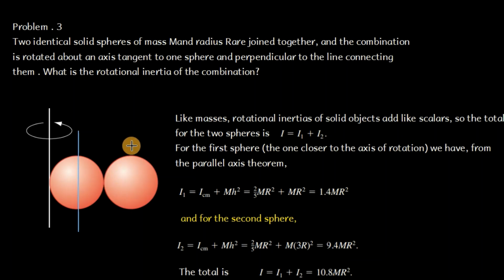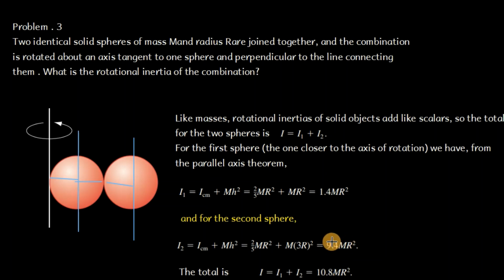Now the rotational inertia of this sphere: I2 equals ICM plus mh square. ICM is the rotational inertia of the sphere, 2 over 5 mr square, and this distance is r, this is another r, and this is another r. This means this center of mass axis is 3r distance away from this point. So this is our h, h equals 3r. So 2 over 5 mr square plus m times 3r square equals 9.4 mr square.